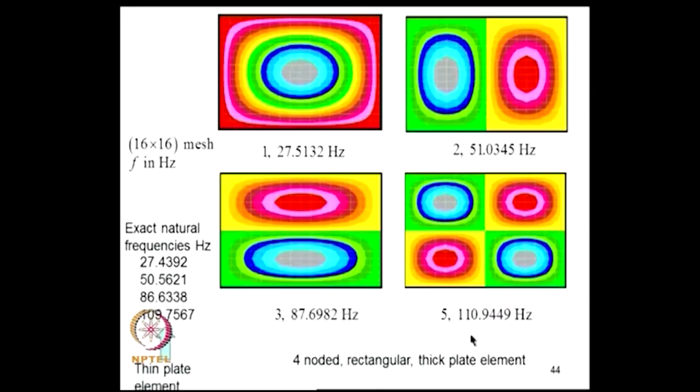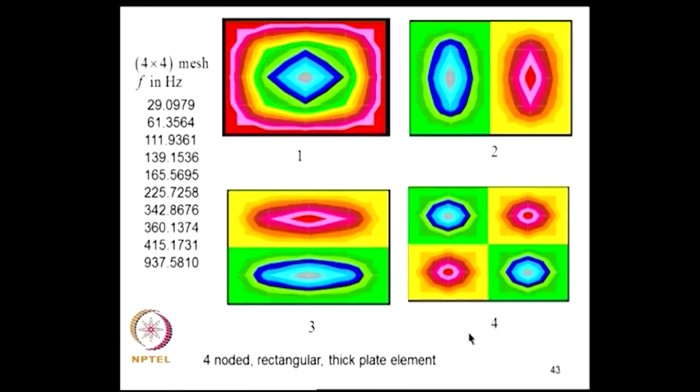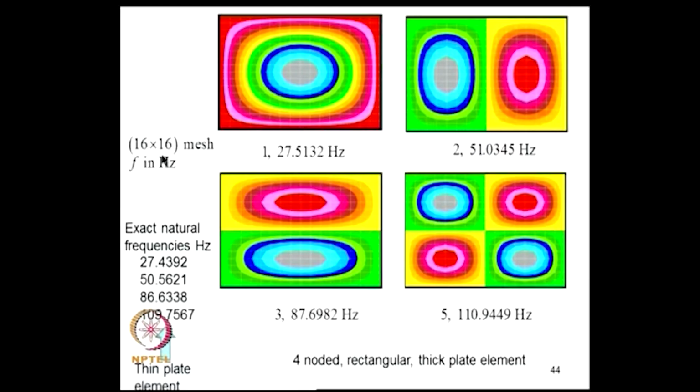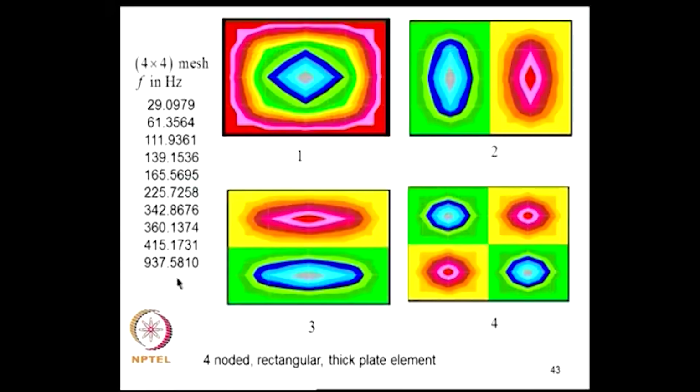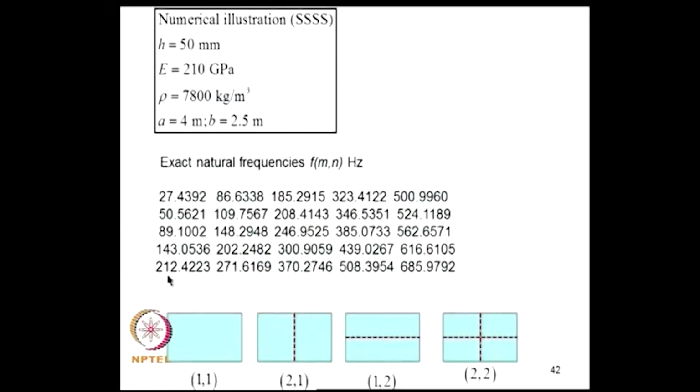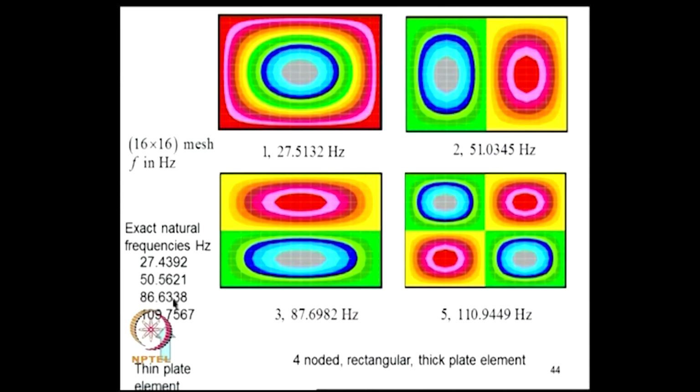Now, if we refine the mesh, instead of a 4 by 4 mesh, if we take a 16 by 16 mesh, then the first frequency becomes 27.4392, and this is approaching the exact natural frequency, and the second and third are the other frequencies, and the mode shapes.